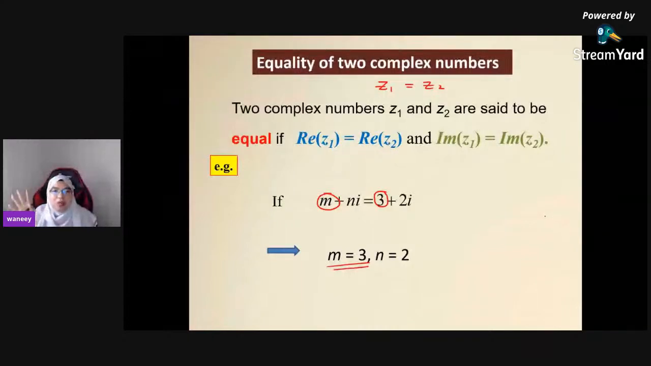So that is what we mean by equality of two complex numbers. As long as you have the equal sign, you can easily compare the left hand side and right hand side of the equal sign. So when you see the equal symbol, we compare left with right: the terms with i with the terms with i, and the terms without i with the terms without i.